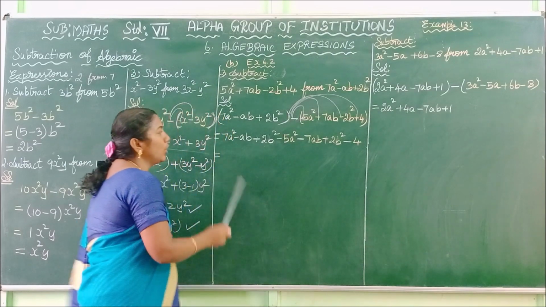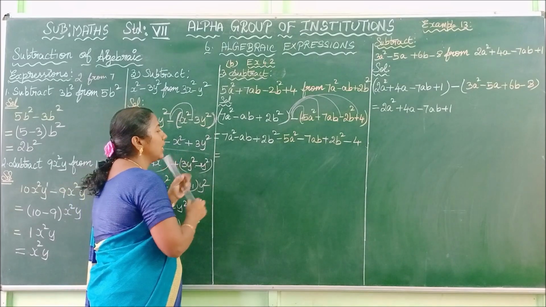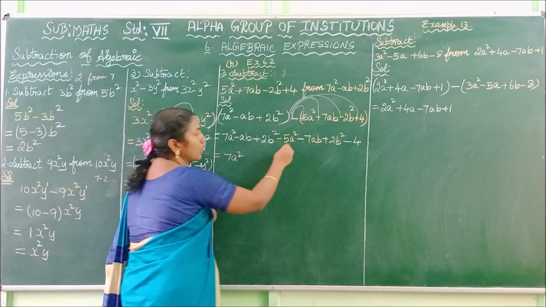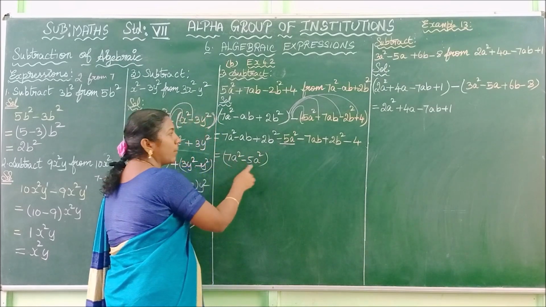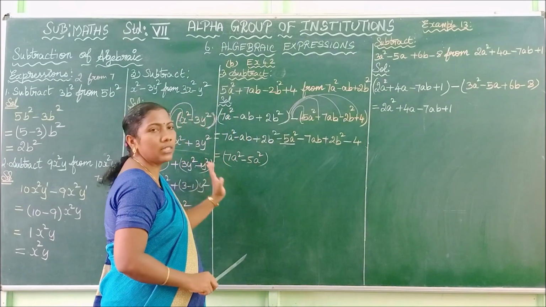Okay. Now we are going to evaluate this expression by segregating the like terms. See here, first we have 7a square. Here also we have an a square term. So you have to write the like terms together. So 7a square minus 5a square. No other term contains a square. So you have to finish that bracket.